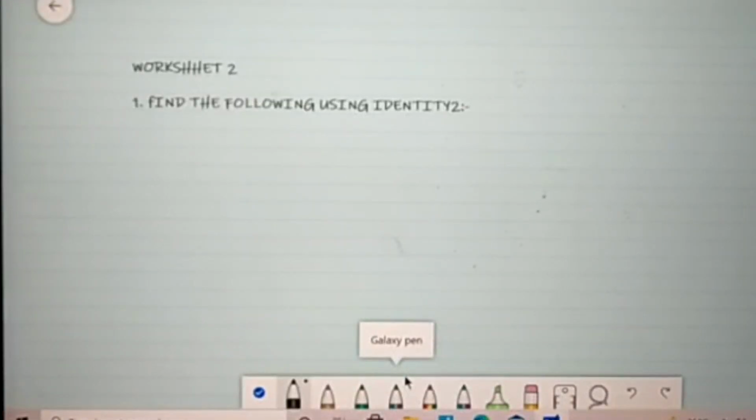Now here we have worksheet 2 to use the algebraic identity. So we had to find the following using identity 2. So what do we have to find? The first part of this question, we have to find (x - 7) whole square. So we will find (x - 7) whole square using identity 2.